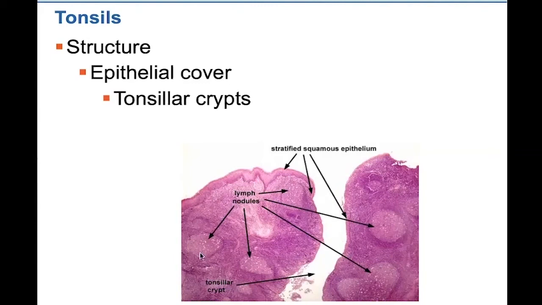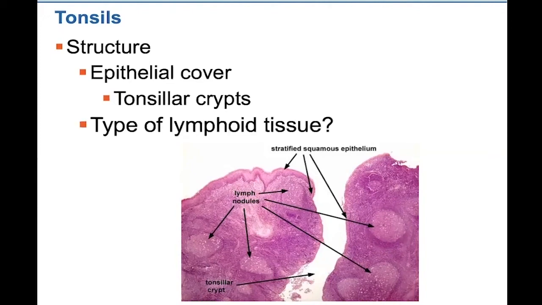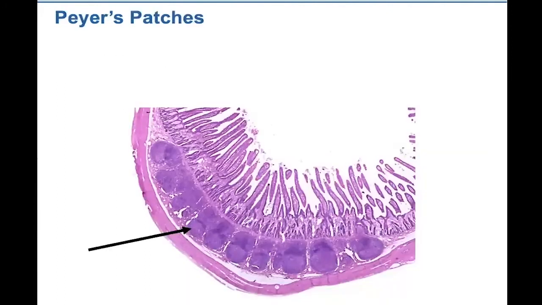You can see here the follicles. And in this case, you should be able to tell me that this is a secondary follicle because you have a germinal center right here, that light colored center, and then the darker area here. So when I ask you what type of lymphoid tissue, you're going to tell me that this is a follicle or a nodule. Let's move on to Peyer's patches.